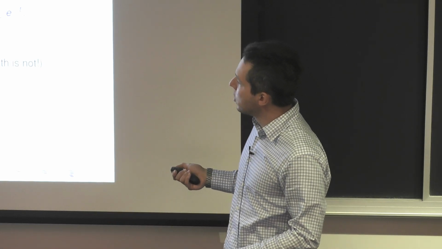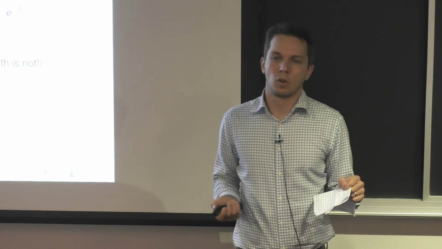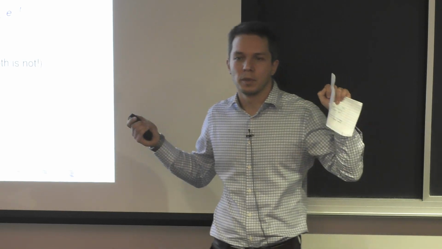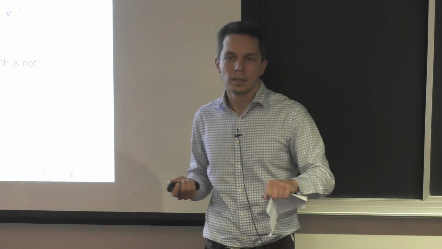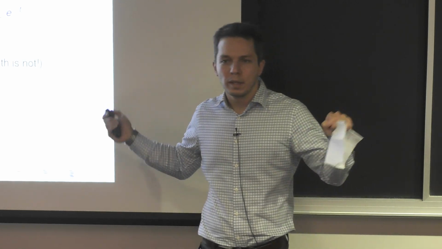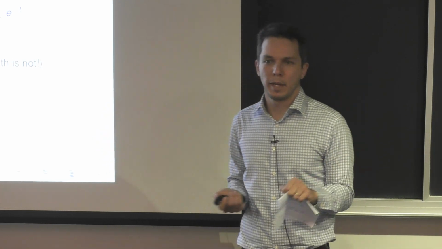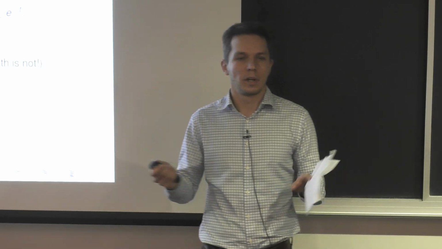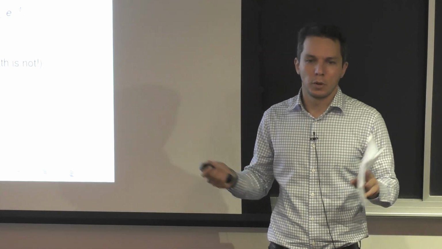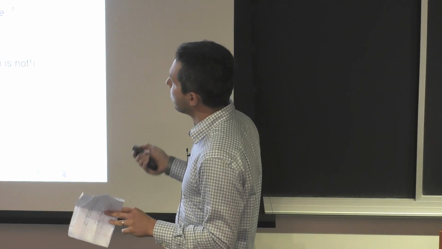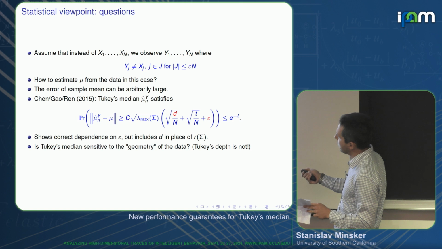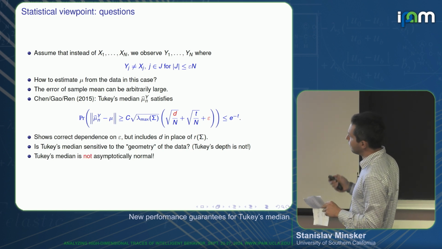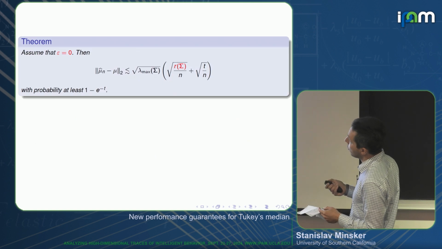But Tukey's median, surprisingly, is not even asymptotically normal. We know from the classical central limit theorem that the sample mean will be asymptotically normal even in high dimensions, but Tukey's median is not asymptotically normal. Its asymptotic distribution is some very complicated function of the Brownian bridge. So it is not immediately obvious what should be here. And so this is our first result.